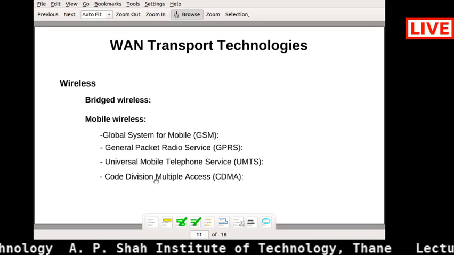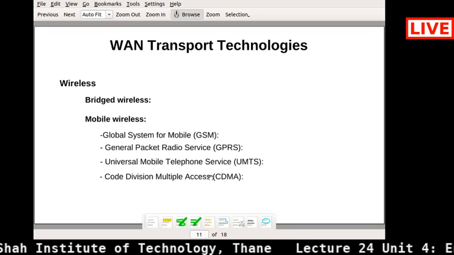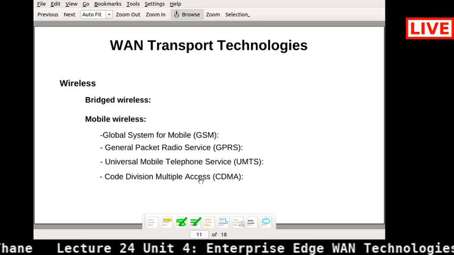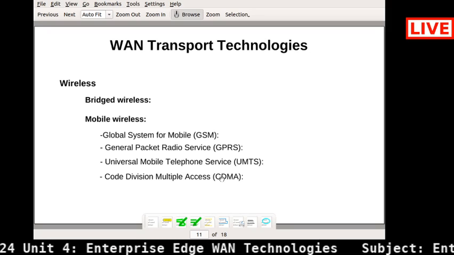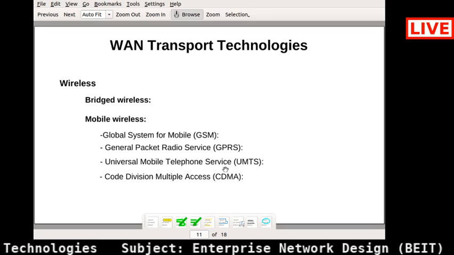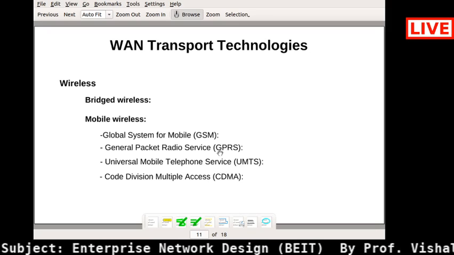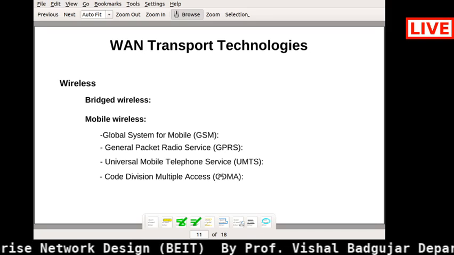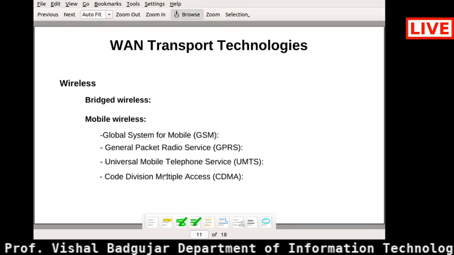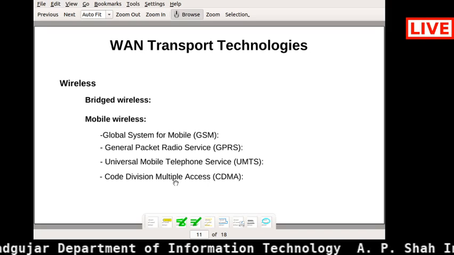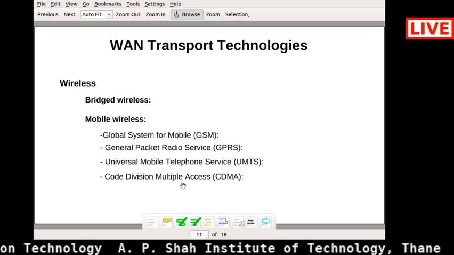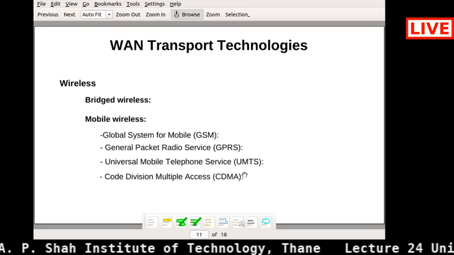Then the last one is Code Division Multiple Access, that is CDMA. You probably already know about this; it is a spread spectrum technology. A code is assigned to each conversation, and each individual conversation is encoded with a pseudo random digital sequence, and from that the communication can happen. So this is code division multiple access, a spread spectrum technology, which assigns a code to every conversation, and each individual conversation is encoded in that digital sequence.